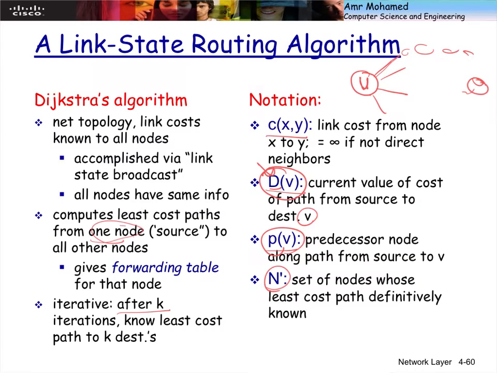Huh? The next node, n dash means the next node? No, n dash is not the next node. N dash means that we have to add this node to n dash, which means that this node is now part of the shortest path tree that we are trying to construct between the source node and all other destinations. Because the shortest path tree, as you can imagine, is a subset of the graph, right?